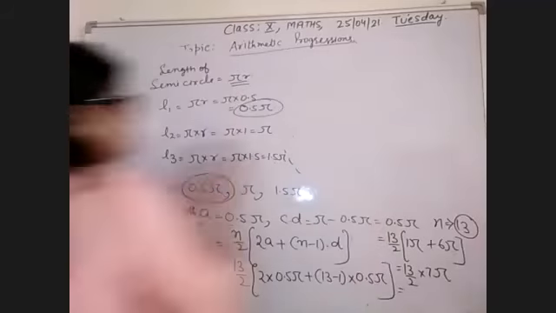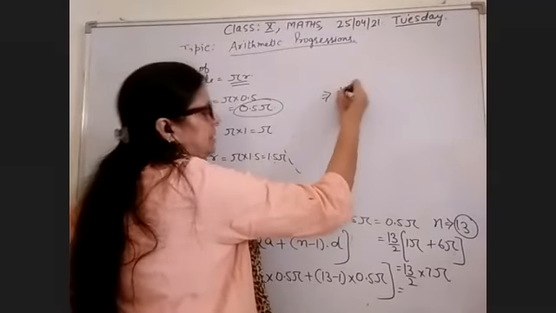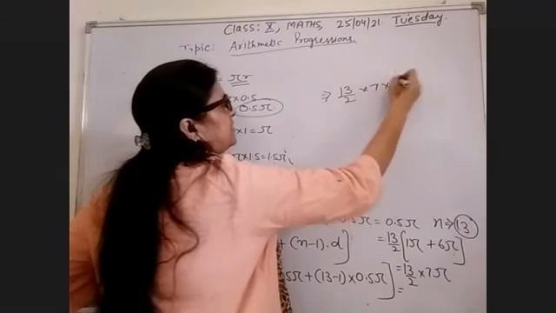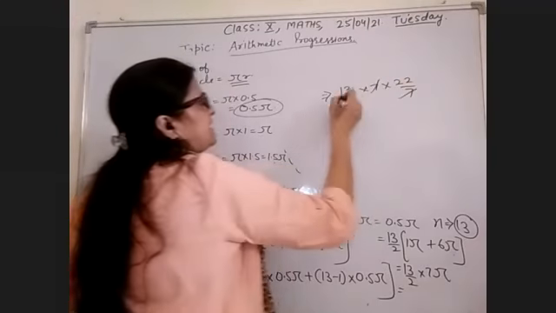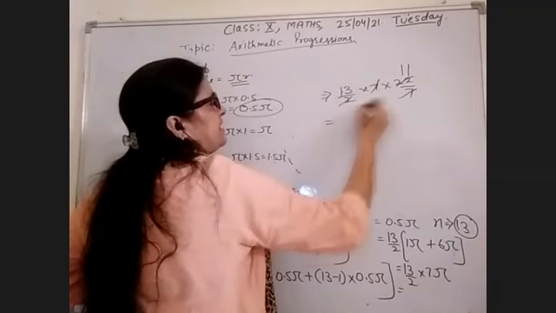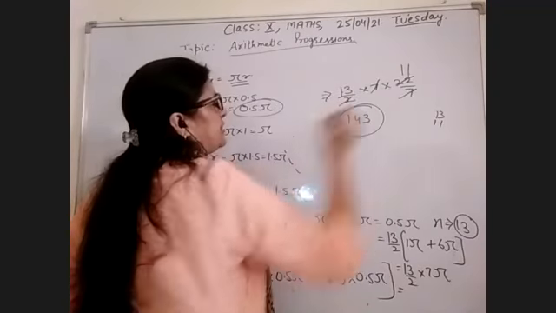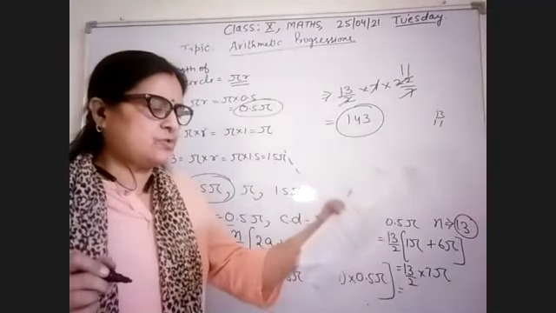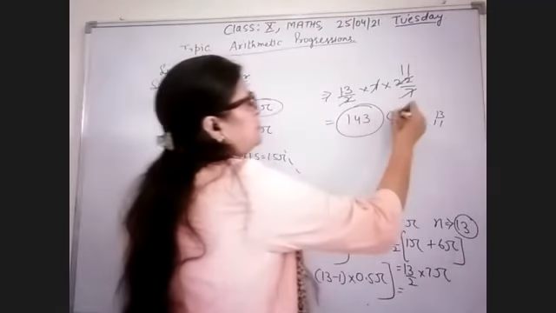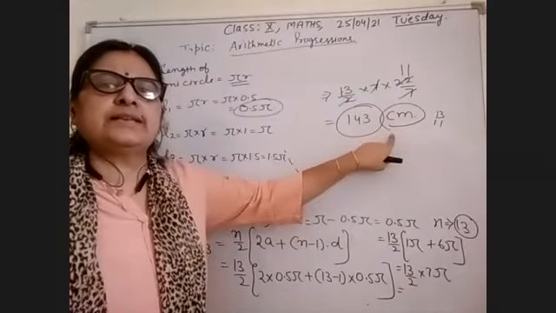After putting the value of pi, the answer is 13 upon 2 into 7 into 22 upon 7. Cancel 7 with 7, and when you multiply 13 with 11, you get the answer 143. So the total length of the spiral is 143, and the unit given in the question is centimeter.